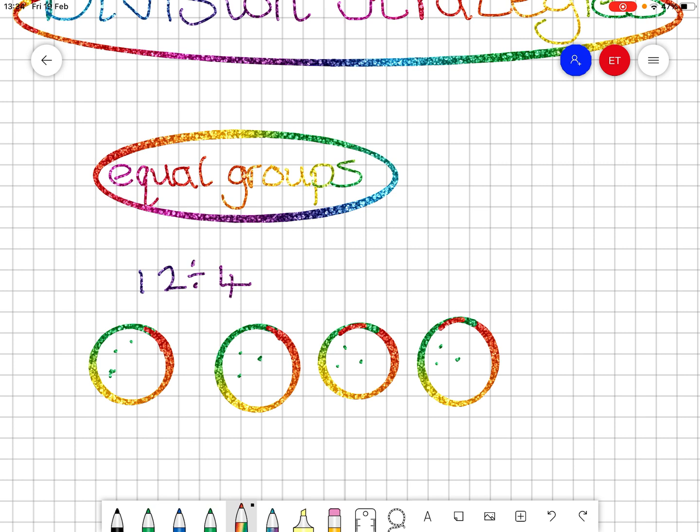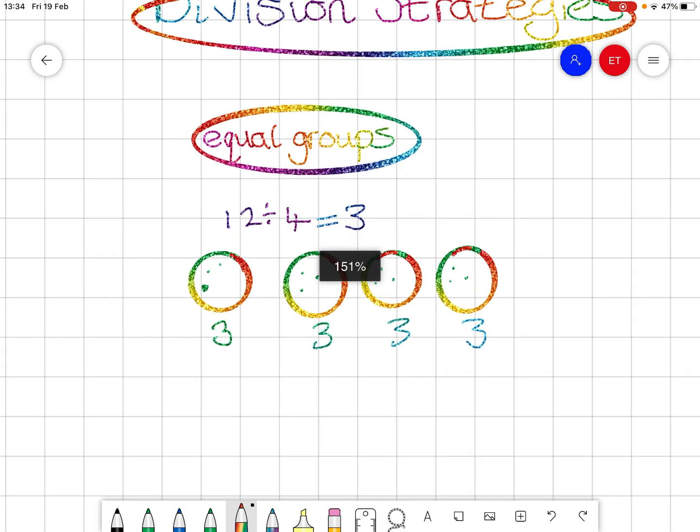Now just check you've got the equal amount in each group, okay? Because if you're dividing, remember what dividing means is to share equally, okay? So we have 3 in this one, 3 in this one, 3 in this one, and 3 in this one. So 12 divided by 4 equals 3. Let me show you another one.